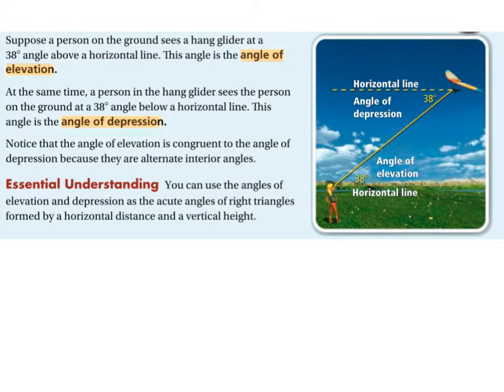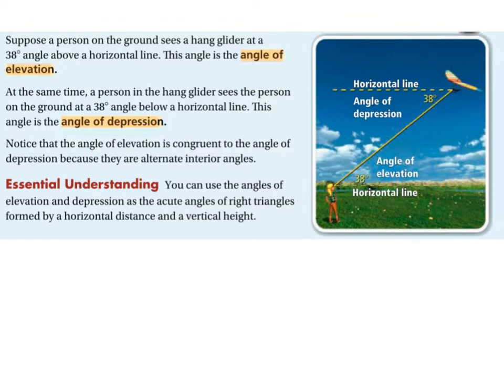It says, suppose a person on the ground sees a hang glider at a 38 degree angle above the horizontal line. This is the angle of elevation. At the same time, a person in the hang glider sees the person on the ground at a 38 degree angle below the horizon. This is an angle of depression. Notice that they're the same. Notice that the angle of elevation is congruent to the angle of depression because they are alternate interior angles.